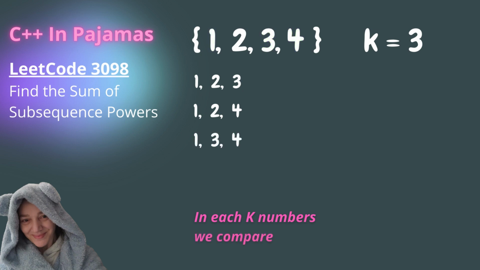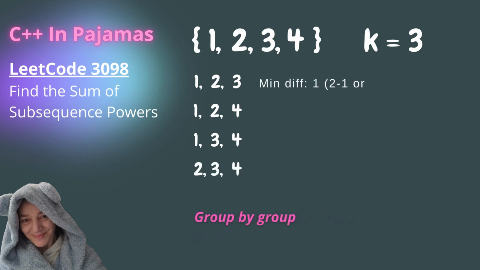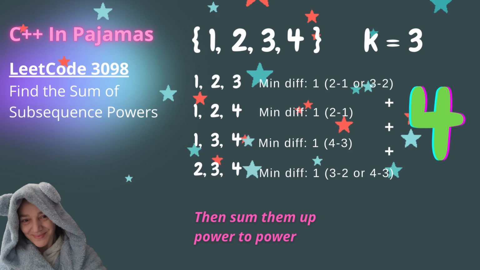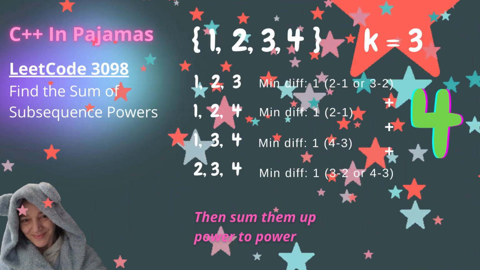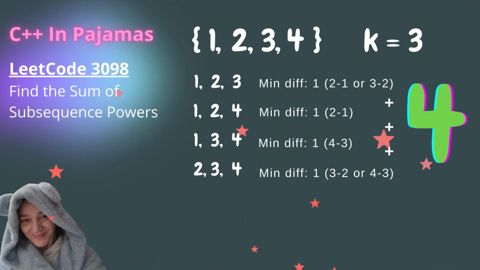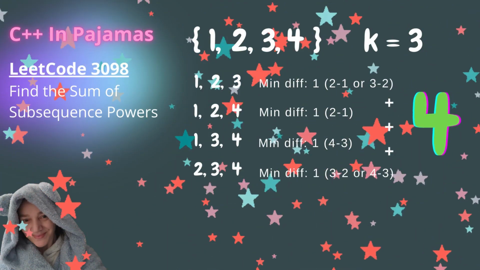Compare, to find the smallest gap existing there. Group by group, min bits we discover, then sum them up. Power to power, power to power. Some discover, then sum them up. Power to power.